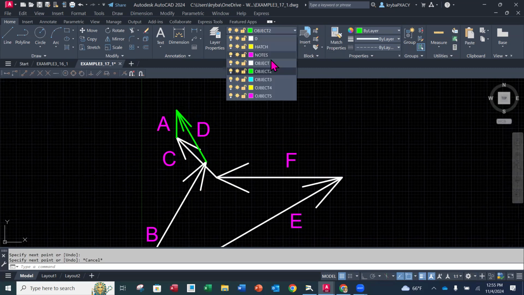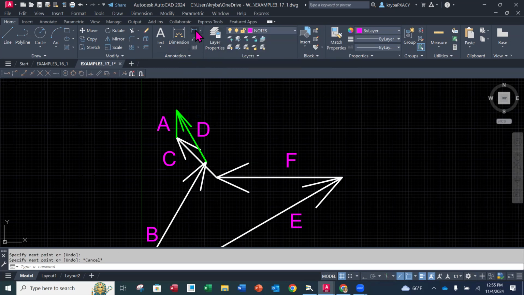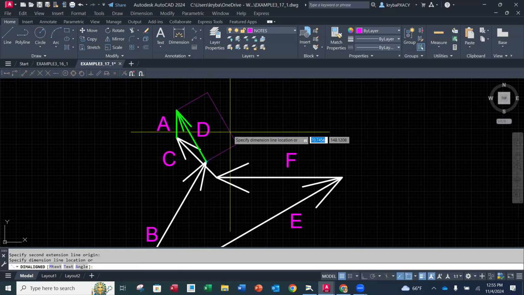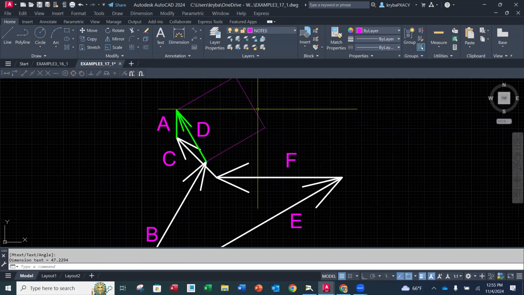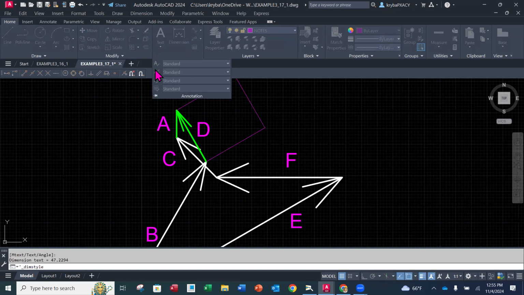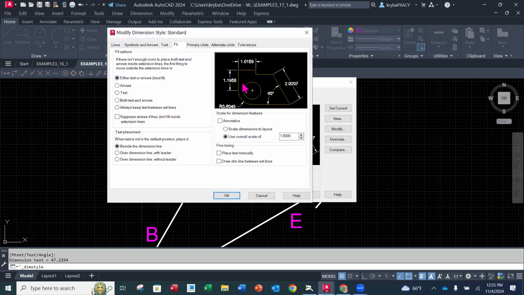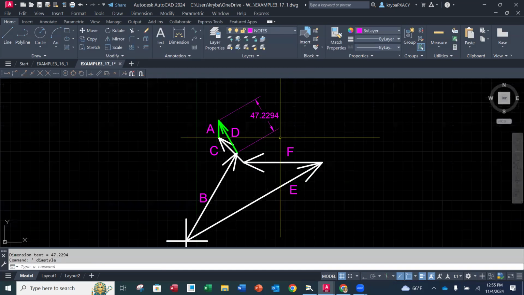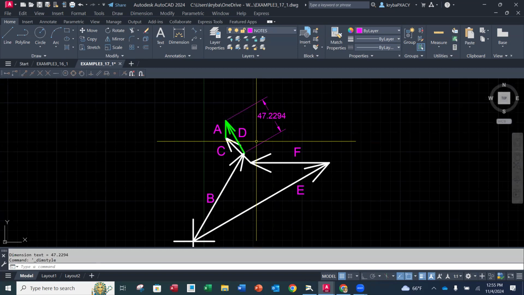And if I want to put in its length right away, I don't want an angle, I want an aligned dimension. From here to here is going to be my dimension. So I'll go out to modify, go to fit, and I'll do 40. I think it's kind of big. That is current, close. Yeah, that looks good. So about 47.